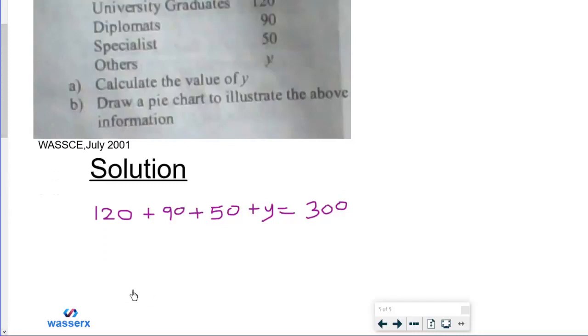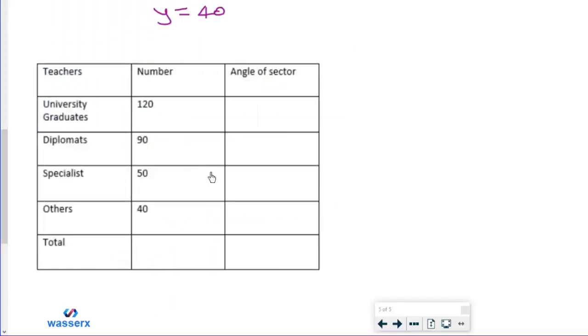A group of 300 mathematics teachers were classified as follows: university graduates 120, diplomats 90, specialists 50, others Y. Calculate the value of Y. Draw a pie chart to illustrate the above information. So if we add all this, we should get 300. Therefore, we have 120 plus 90 plus 50 plus Y is equal to 300. So we simplify further. We have 260 plus Y is equal to 300. Therefore, Y will be equal to 40.